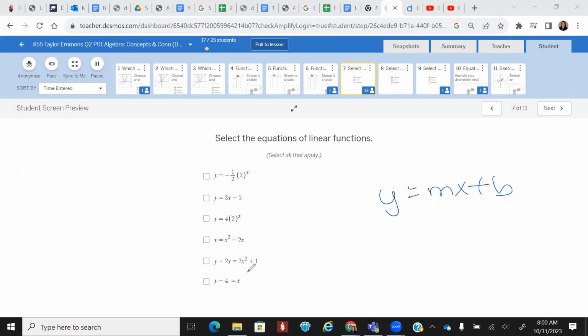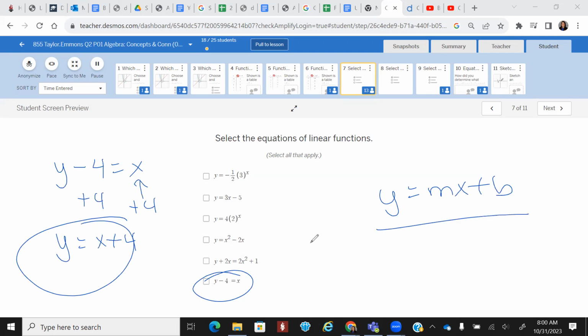Okay, so question for you. Is this last one linear? Okay, why? Why not? There's no x. Well, okay, at the bottom it says y minus 4 equals x. So here's my x. So is this linear? Why? Because what? You can move the 4 over. If we move the 4 over, what do we get? X plus 4. Now is that in that y equals mx plus b form? Yes. Okay, so just because it's written a little funky doesn't necessarily make it not linear. Okay? We okay on that?